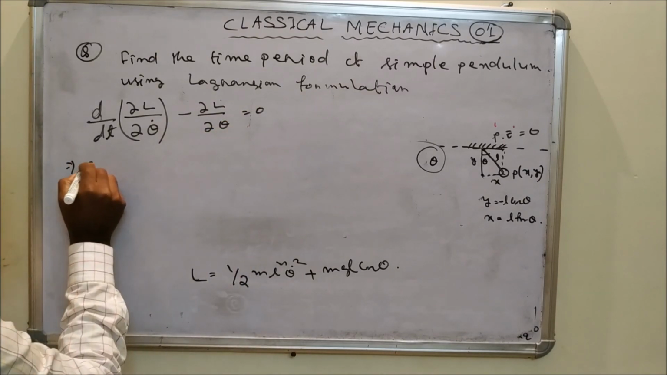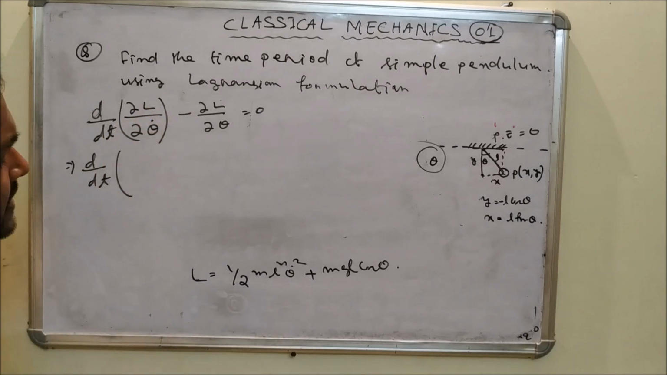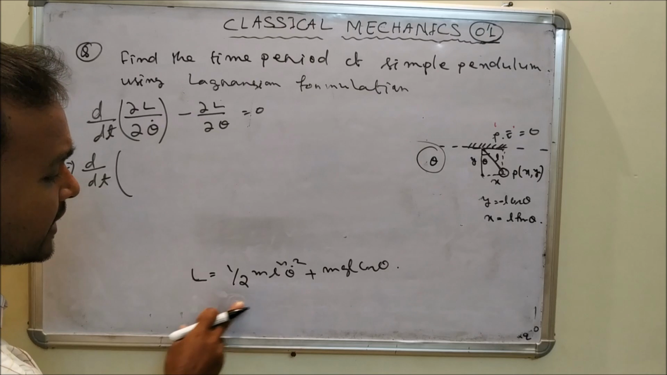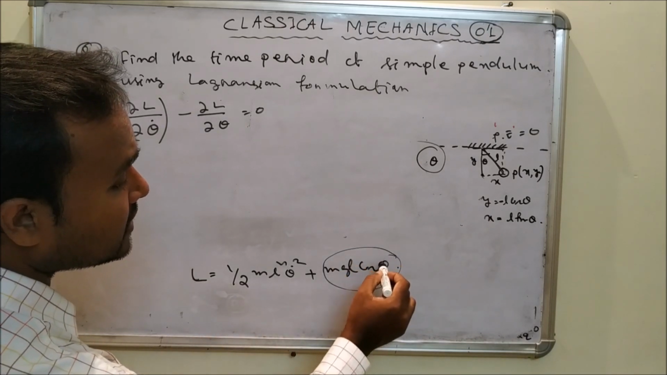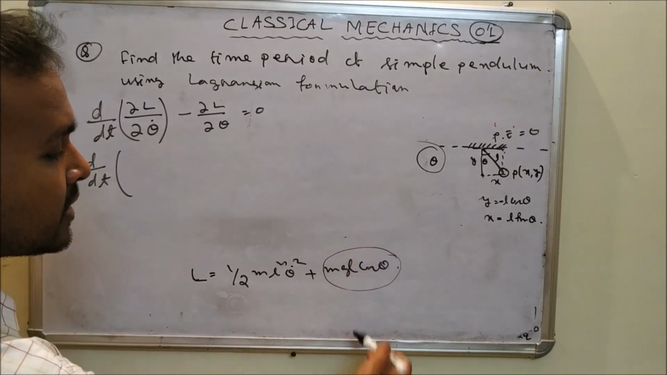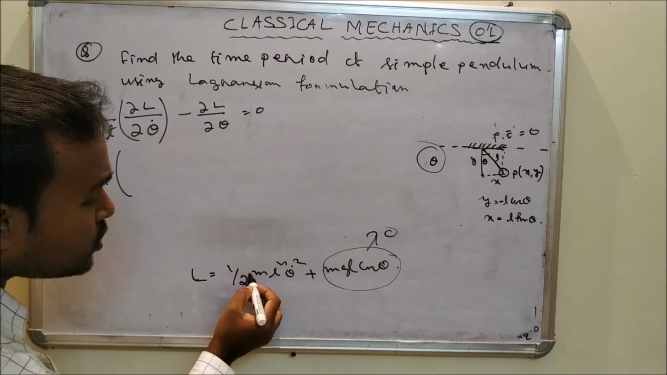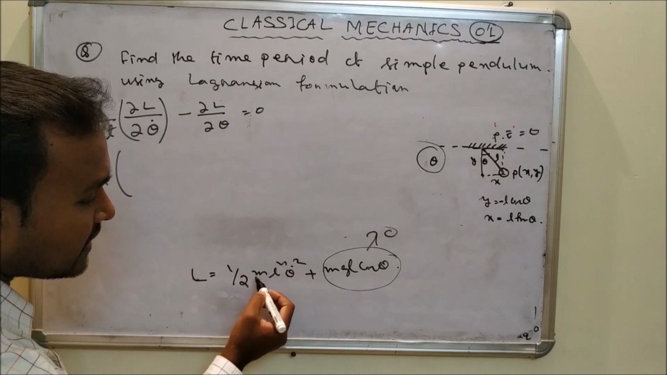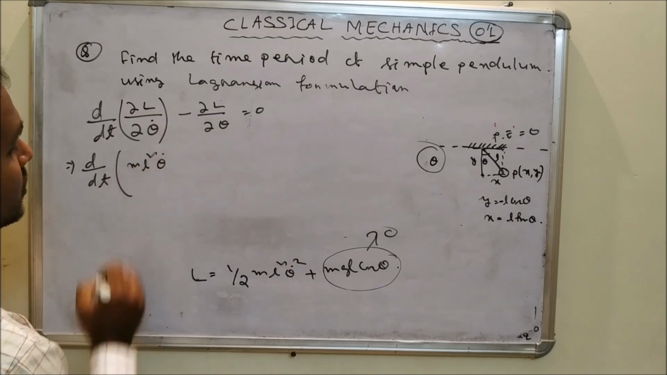It means that d/dt of ∂L/∂θ̇. So I have to take the differentiation with respect to θ̇, but here it is not given any θ̇ in that term, so the contribution for this will be zero. Here I will get 2mL²θ̇, this 2 will cancel, so m L squared theta dot, right?